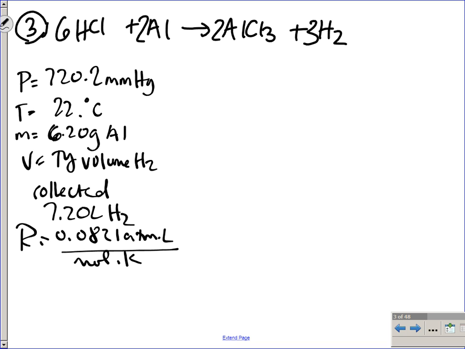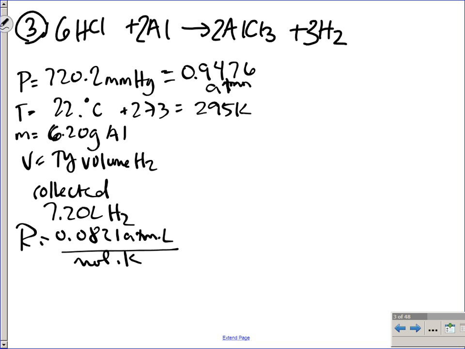So on top of that, yes, go ahead and convert this to what? Great, and you guys can do that in your calculator. What's your atmospheres here? 0.9476. Thank you. I'd like to hear a bunch of people at the same time. Okay, and then here we're gonna take 273, and that is what? Okay, and everything else is hunky-dory, right?